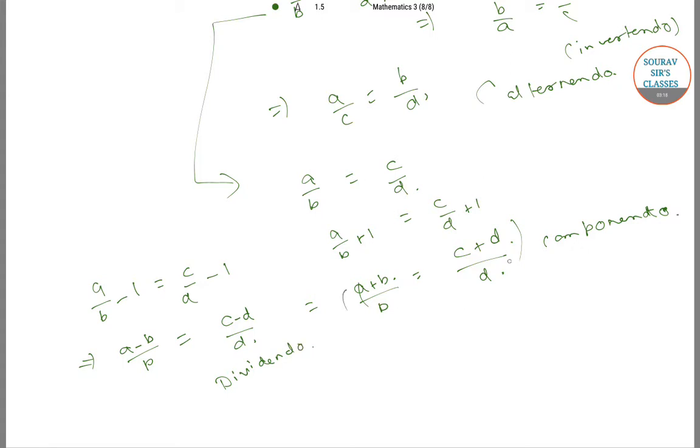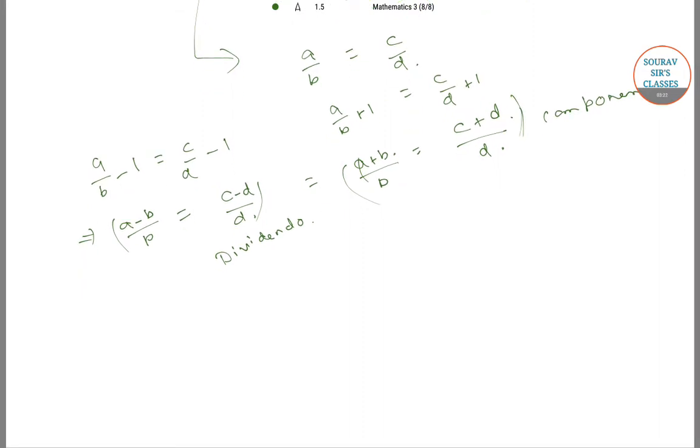So from these two we can say that A plus B divided by A minus B is equal to C plus D divided by C minus D. That is, by dividing componendo by dividendo, we get this, which is called componendo dividendo.